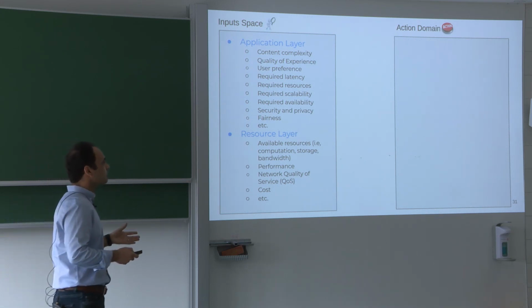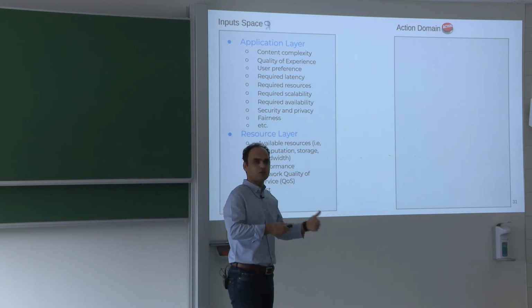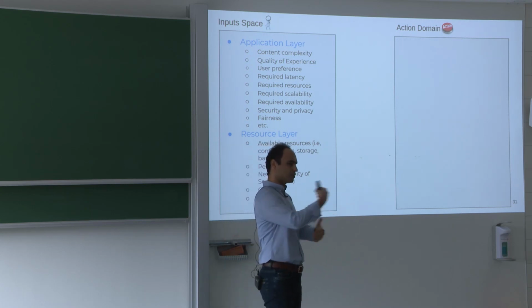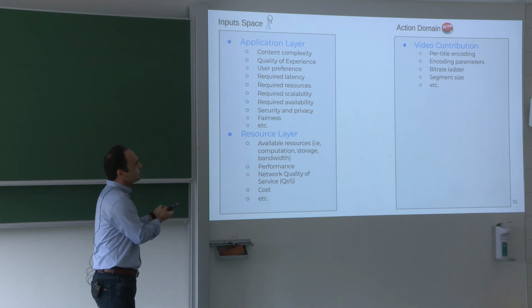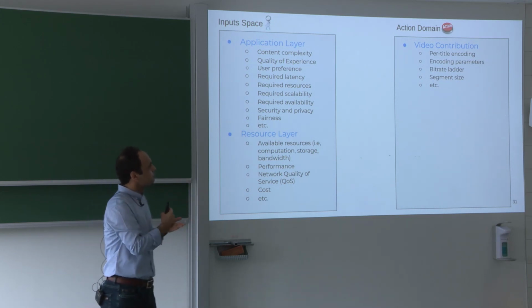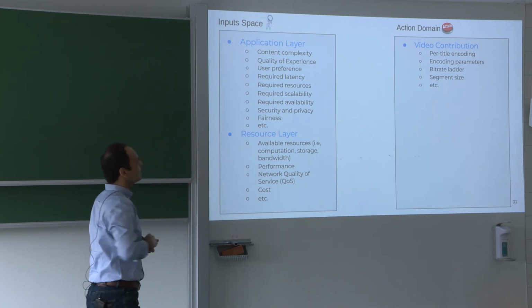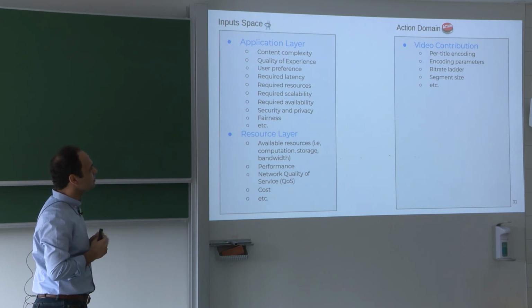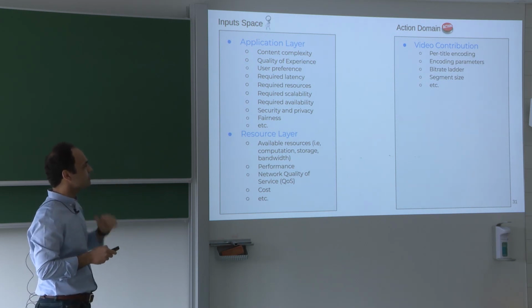But having these parameters and solution, okay, which part of the network or which part of the path from the origin to the player should be affected? We have different parts. For the video contribution, we have per title encoding. For example, we can select or do something for these main variables here, encoding parameters. We can apply the solution on bitrate ladder, segment size.